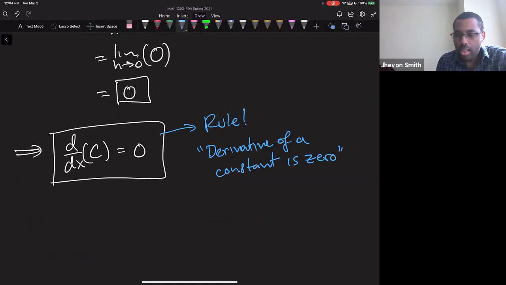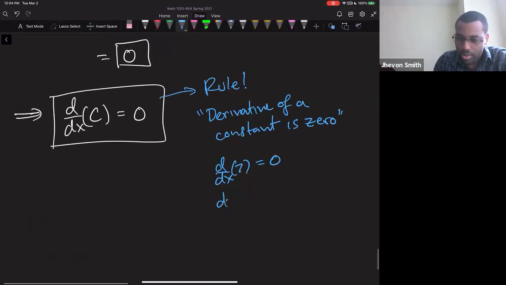Doesn't matter what the constant is, right? So if I say derivative of 7, what is that? 0. Derivative of 13, what is that? 0.